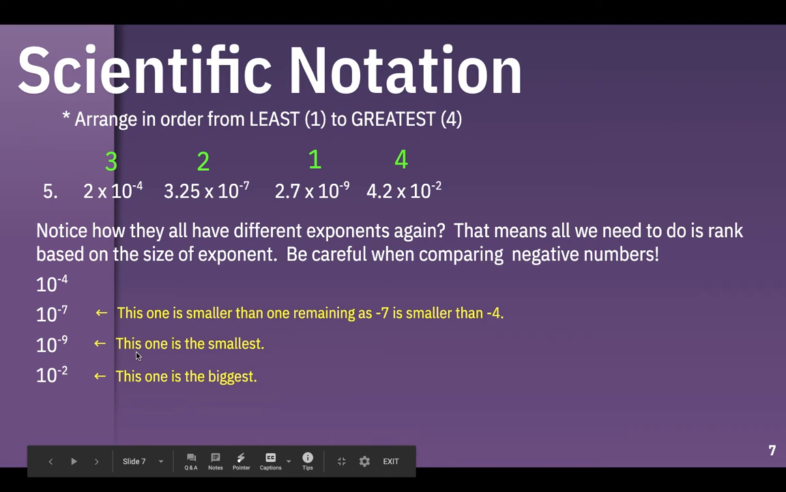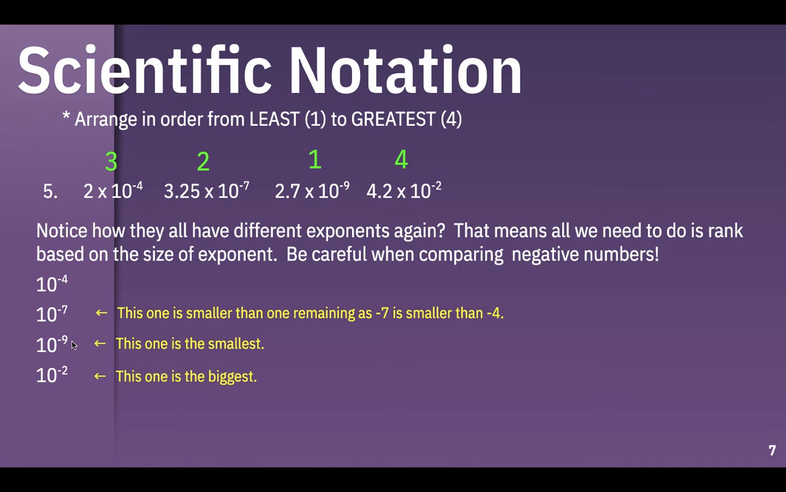Our smallest number is going to be furthest away from 0. So our biggest negative, in this case -9, is smaller than -4, -7, and -2.